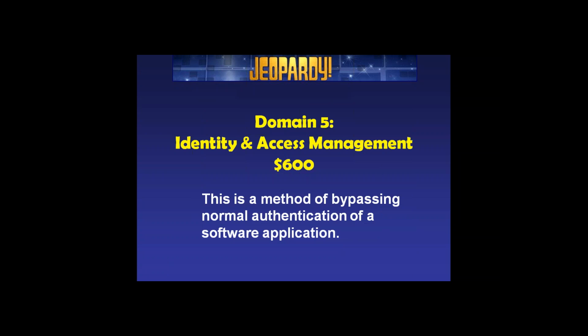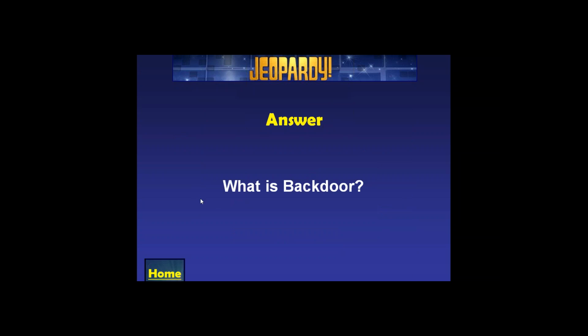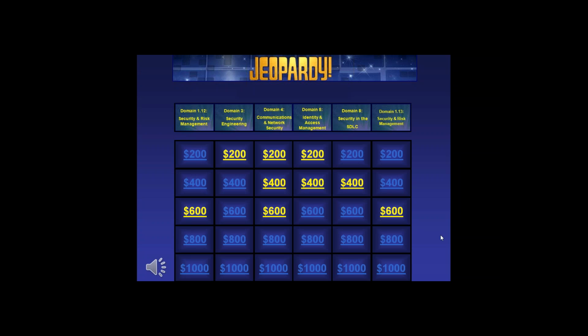First correct response is from Becky. I'm going to give it to you, even though it's halfway spelled. It is close enough. The correct response is a backdoor. So again, we've talked about this one a lot, but a backdoor is a method of bypassing normal authentication, and that's the key. Bypassing normal authentication.